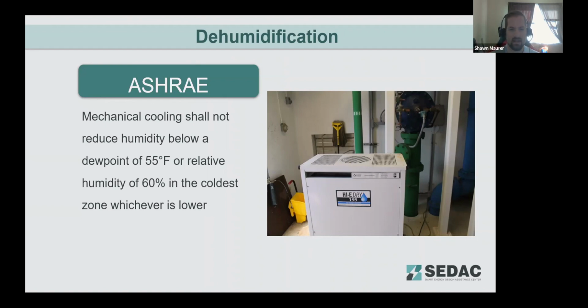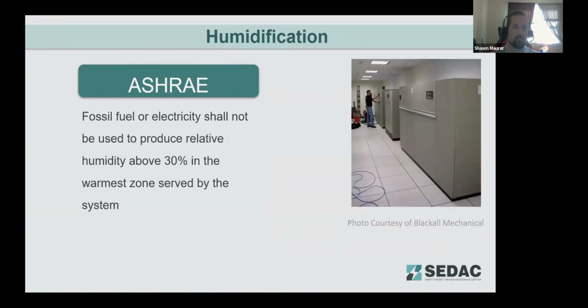But what we see in a lot of buildings is that, particularly in the wintertime, humidity can get particularly low. We'll touch on that on this next slide, where there are humidification requirements as well. Fossil fuel and electricity shall not be used to produce relative humidity above 30% in the warmest zone served by the system. Again, we're setting these limits so we're not using excessive energy and adding excessive humidity back into the buildings.